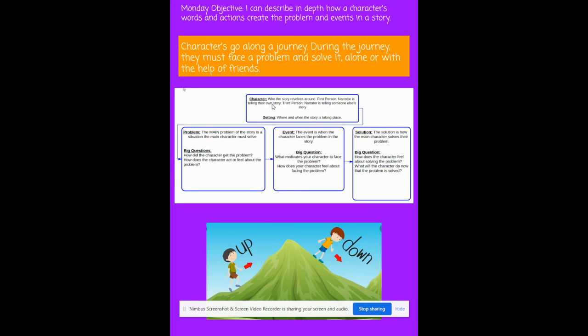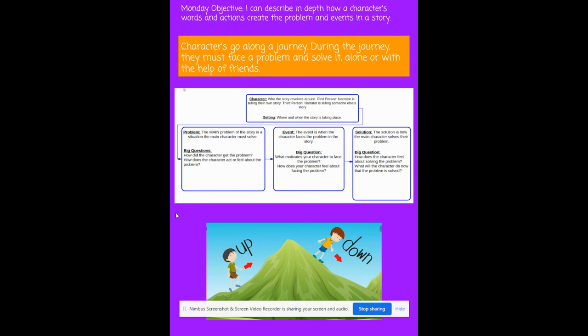Obviously, there can be more than one character. There are secondary characters, but the primary character, the main character, is usually the one that's going to grow or change somehow in the end, facing some sort of problem, which brings us down to the problem. There are multiple problems in a story. Most stories have a bunch of minor problems, but there's usually one big major event, the main problem of the story. Sometimes we call that the climax.